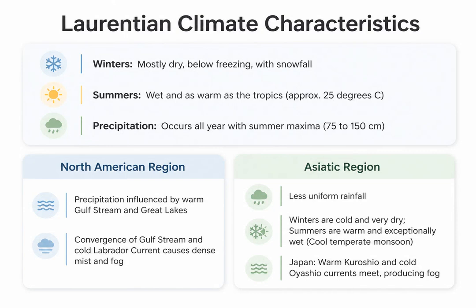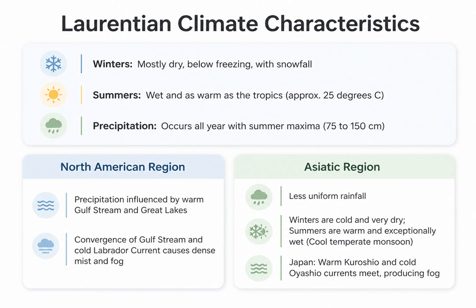In the Laurentian climate, winters drop below freezing with significant snowfall, while summers can be surprisingly warm, reaching up to 25 degrees Celsius, and are quite wet. Precipitation falls year-round, but peaks in the summer. However, the 2 main regions behave slightly differently.